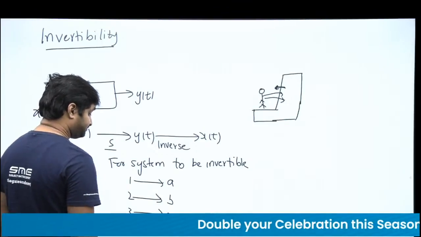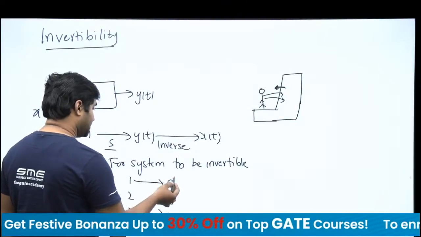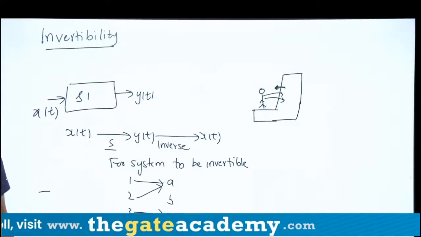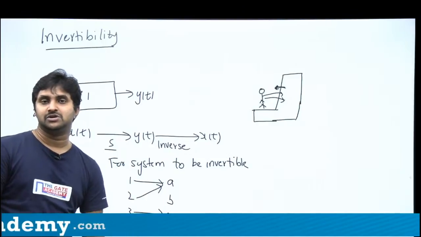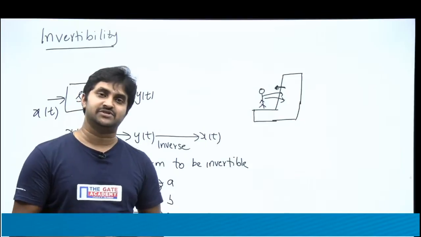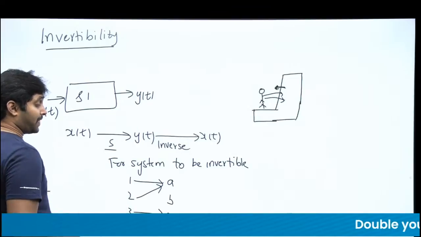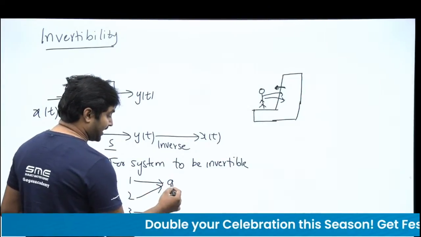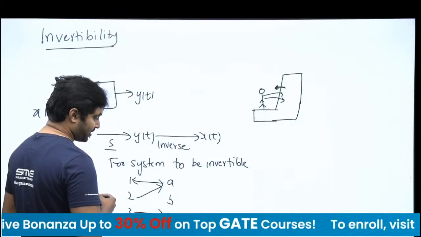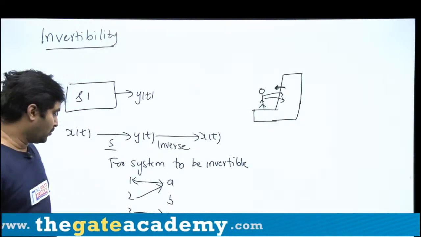If you have a case where 1 is leading to A and 2 is also leading to A, it means that one-to-one mapping is failing. Such a system is a non-invertible system, because if you give A as the input again, you are expecting to get back 1, right? So there should be a one-to-one mapping between input and output.